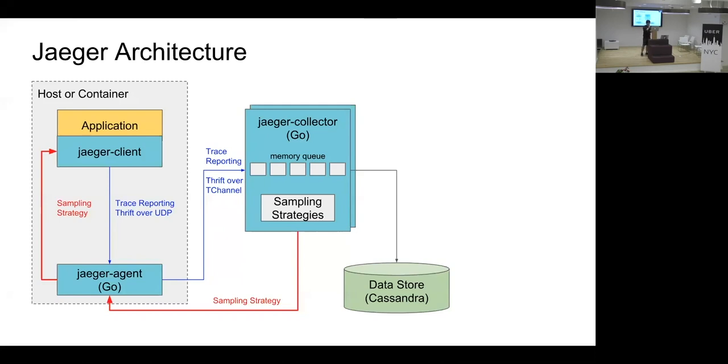Notice how the data flow is push-based, the blue lines. The clients push the spans to the collectors. And also notice how the control flow is pull-based. The Jaeger clients pull for the sampling strategies. And this exact pull design is the cause of some severe problems that we have in adaptive sampling.